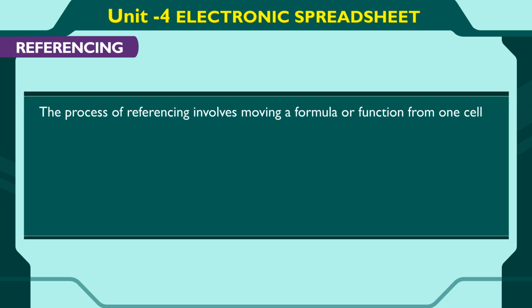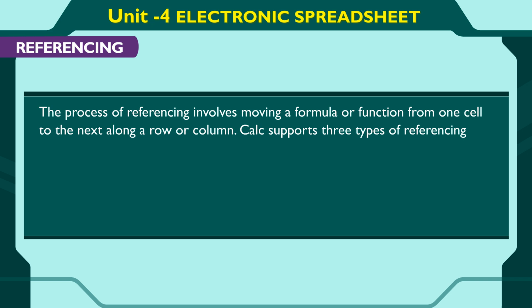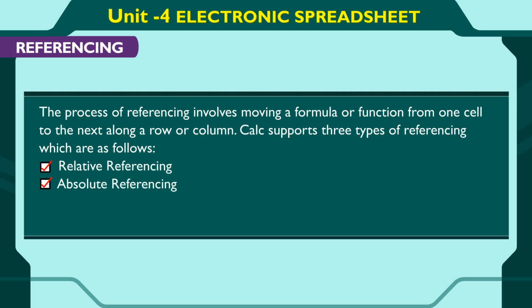Referencing. The process of referencing involves moving a formula or function from one cell to the next along a row or column. Calc supports three types of referencing, which are as follows: relative referencing, absolute referencing, and mixed referencing.